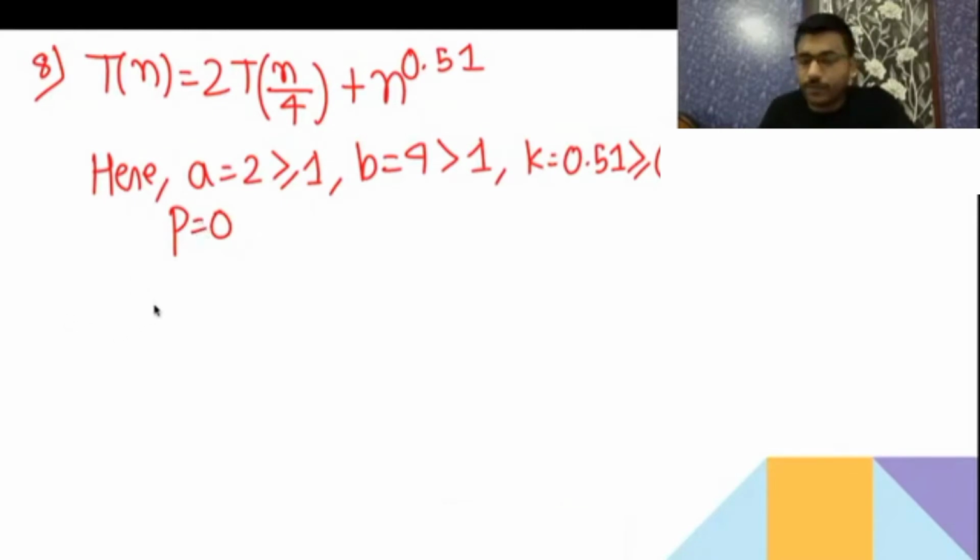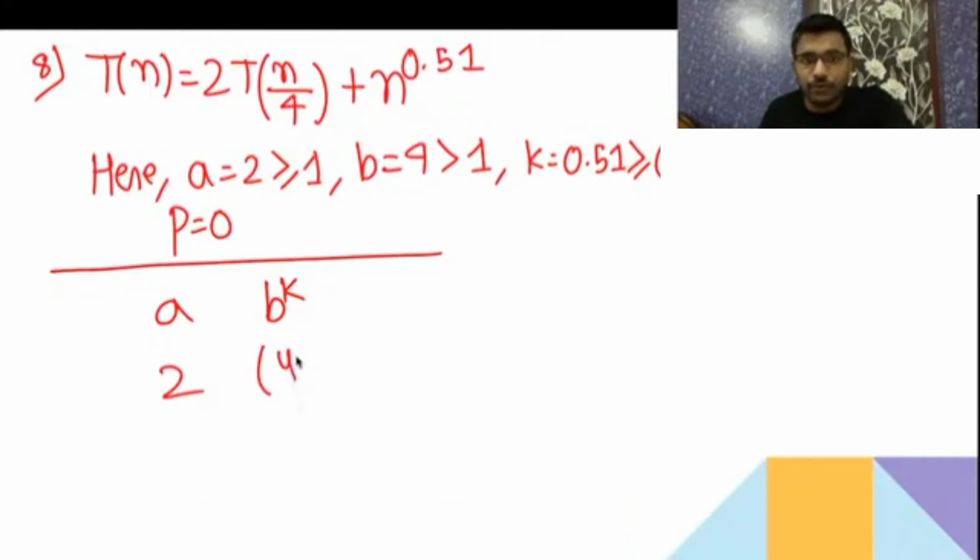So now we will compare a and b to the power k. A is 2, b is 4, and k is 0.51. If you take root of 4, it's going to be 2. It is a root of 0.51, meaning it's going to be greater. So here a is smaller than b to the power k, meaning the last condition.